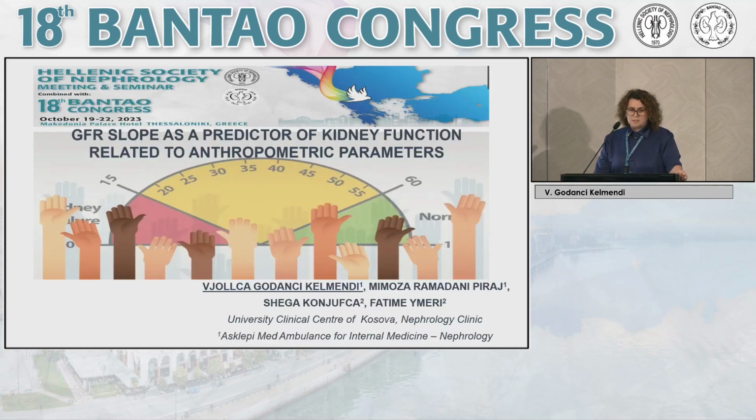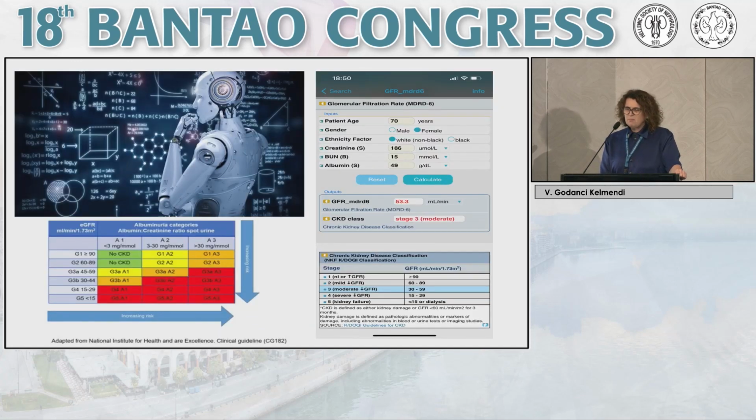I will present the GFR slope as a predictor of kidney function related to anthropometric parameters. Assessing eGFR is possible through different and difficult mathematical formulas invented by scientists and clinicians. Until the new methods arrived, it was not easy to assess the GFR through these formulas.